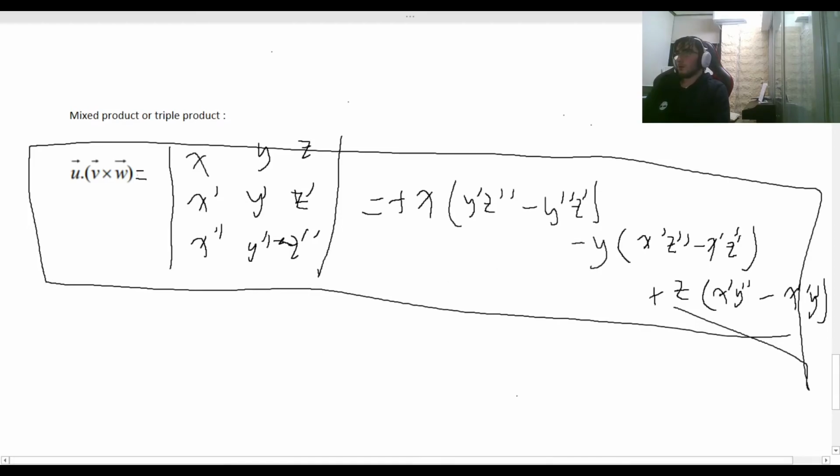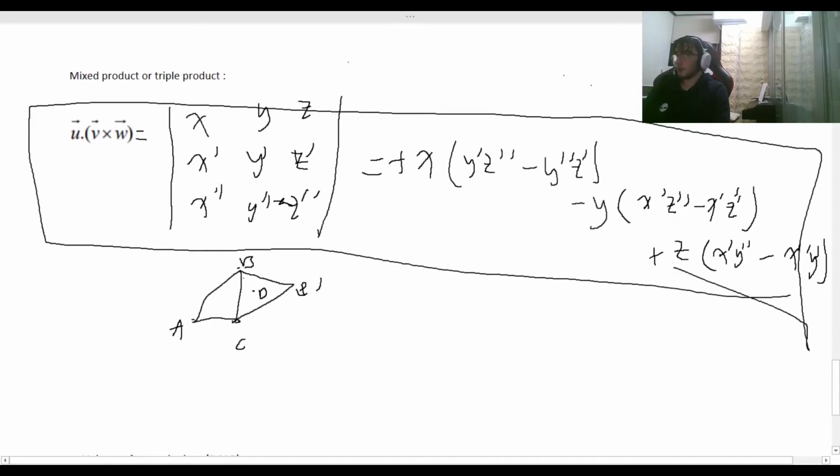Okay, so let A, B, C, and D be four points in a plane P. And we need to prove that these 4 points belong to the same plane. What we do is the mixed product, which is the cross product of any two vectors in this plane, which is going to give you a vector perpendicular to the plane, dot product with another vector that is on the plane, and that should be equal to 0 because the vectors will be perpendicular to each other.